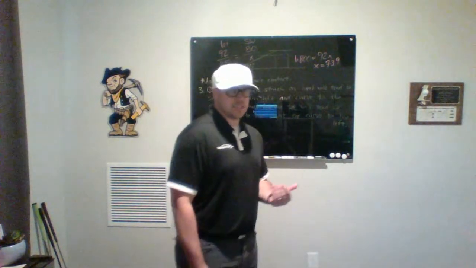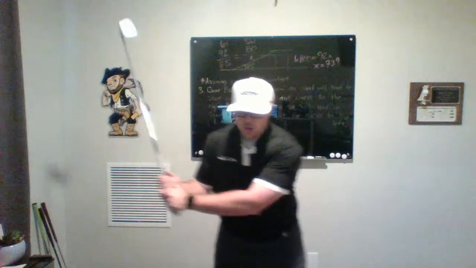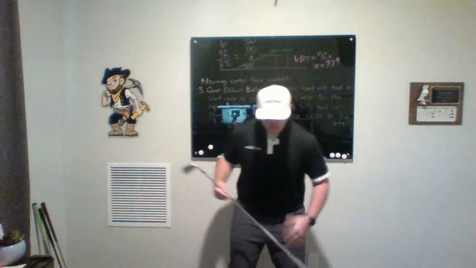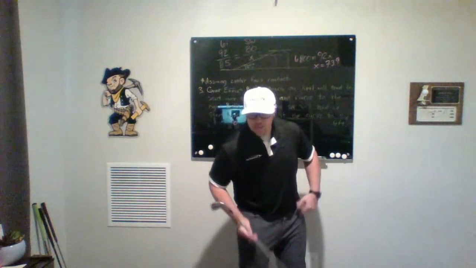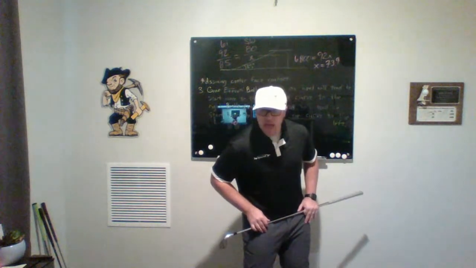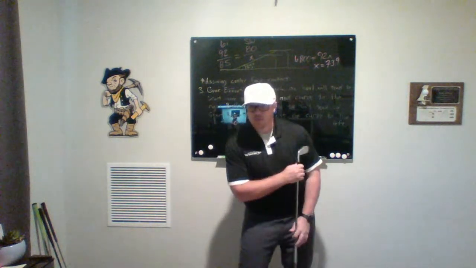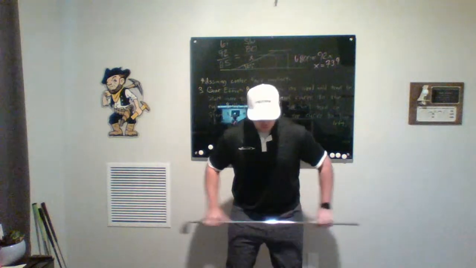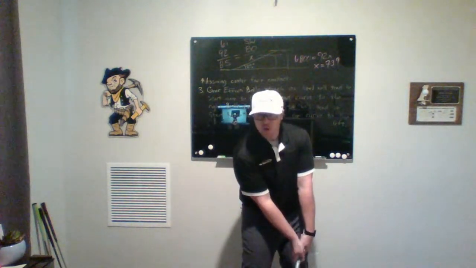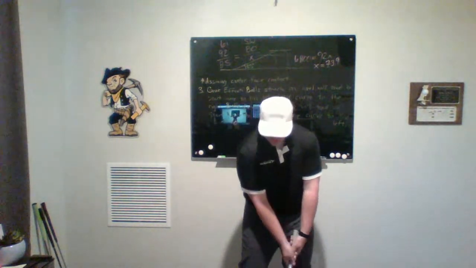So what you want to see is a good weight shift to the lead side. You want to see the hips roughly about 45 degrees open at contact. You want to see a good compression line at contact. You want to see your hands coming through with a square clubface and some good forward shaft lean.